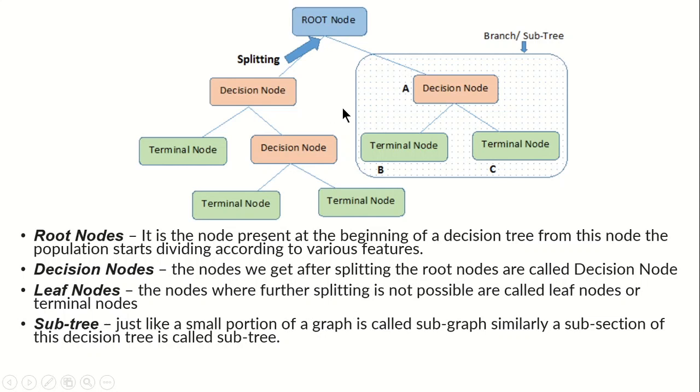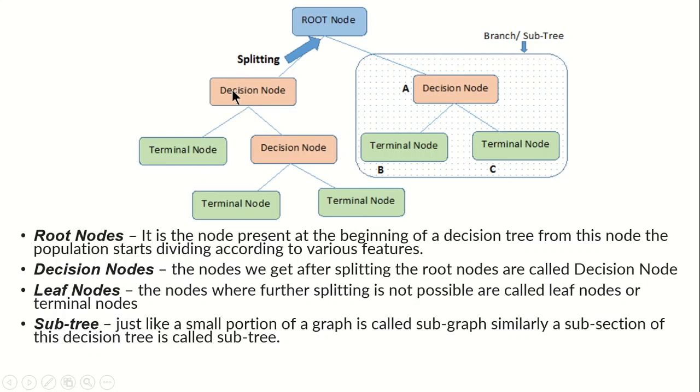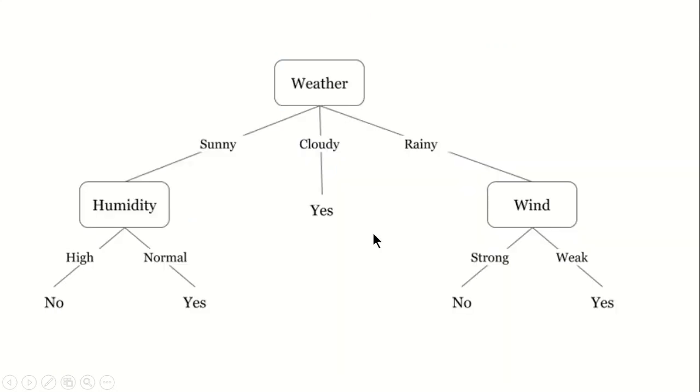So mainly in a decision tree, we have three kinds of nodes: the root node, the leaf node, and in between we have the decision nodes. The decision nodes decide whether it has to be split more. Then another terminology we use here is pruning, which is nothing but cutting down some nodes to stop overfitting. Pruning means we are cutting down the branches of the trees.